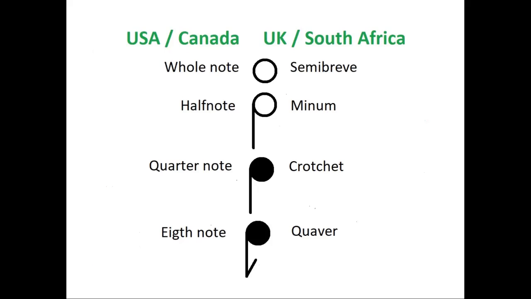I'll just go over that again. Just say to yourself, a semi-breve is a whole note. A minim is a half note. A crotchet is a quarter note. A quaver is an eighth note. Just memorize that and you'll be okay.